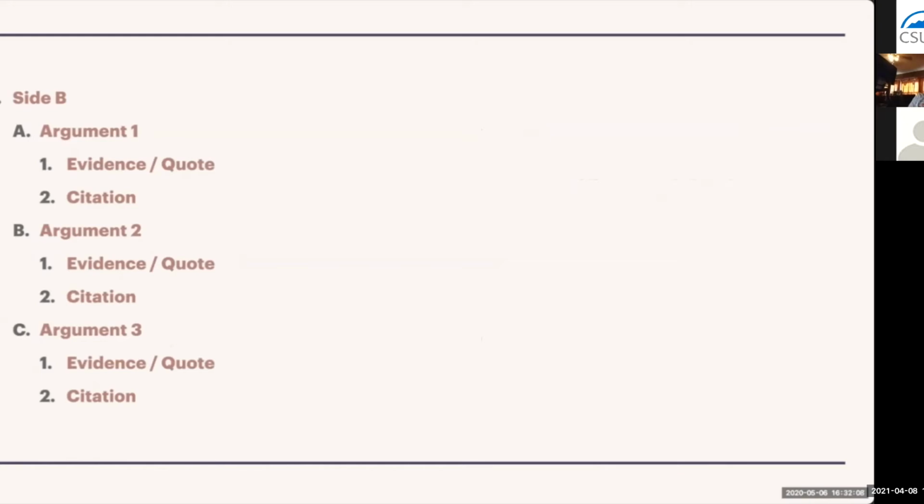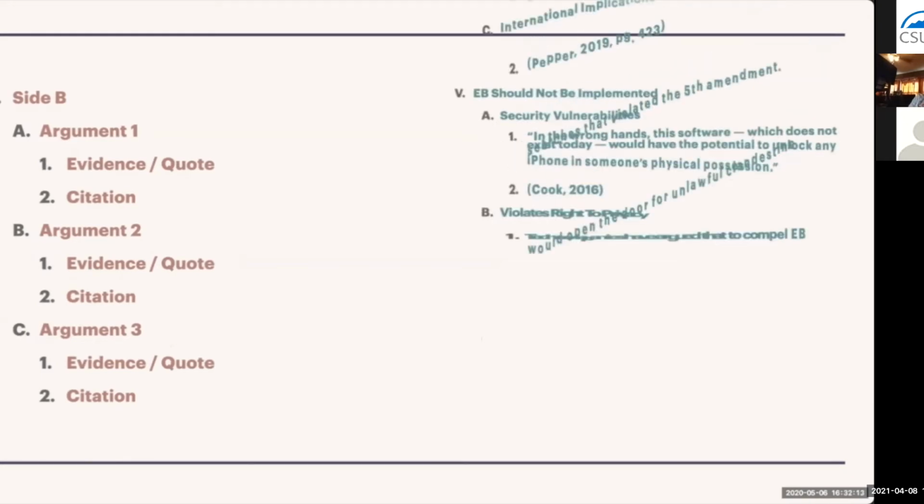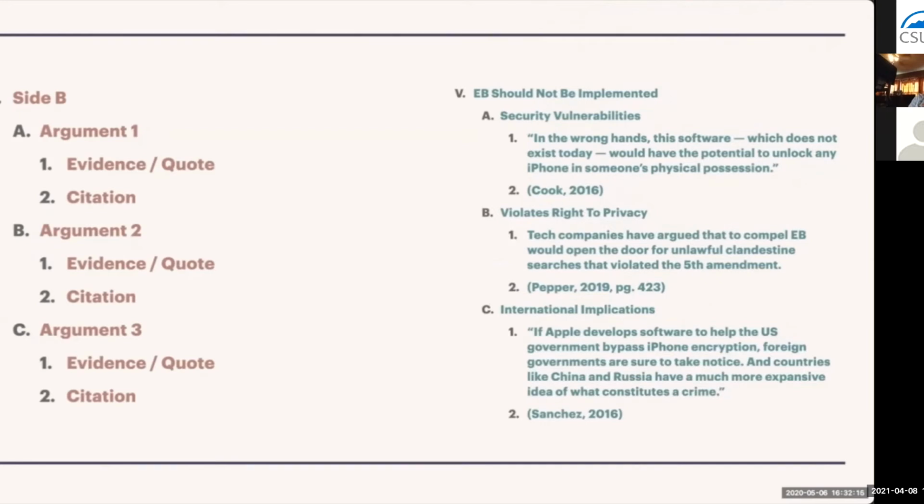And then, apropos, we're going to talk about the other side of the argument, and then go ahead and explore that. For instance, encryption backdoor should not be implemented. So we have security vulnerabilities, for instance, as one of the major ones. And in this case, instead of having a paraphrase or a snippet from an article, we actually have a quote. In the wrong hands, this software, which does not exist today, would have the potential to unlock any iPhone in someone's physical possession. Tim Cook wrote this in 2016, his open letter that he posted to a number of newspapers.